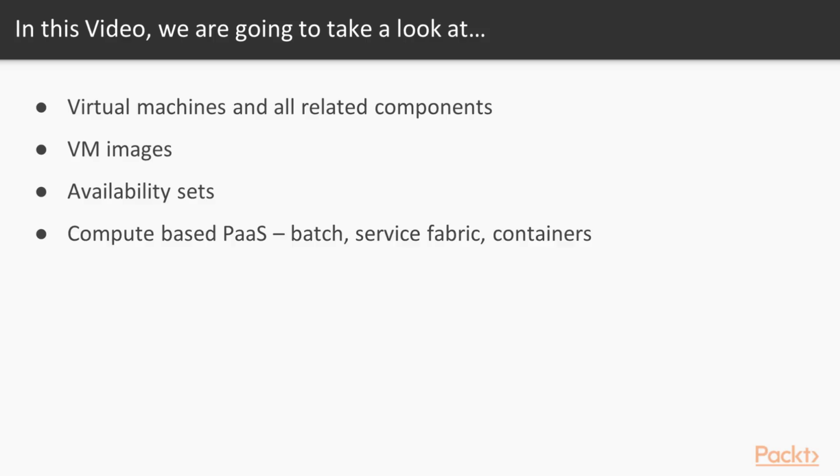And as I mentioned, that will cover both infrastructure as well as platform as a service items. But we'll first start to look at the virtual machines and all of the related services that make up that virtual machine. We'll then dive into VM images, availability sets, and then lastly, we'll talk about all of the platform as a service items, but we won't go into any depth about them, where we'll be talking about Batch, Service Fabric, and containers. So let's head back on over to the portal and we'll get started.